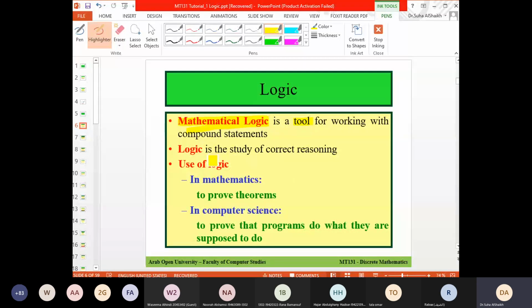Focus with me. Now, the word logic in general means the study of the correct reasoning. المنطق means that we reason and we check what's the correct reasoning way. Of course, logic is important for mathematics to prove theorems, and it's important for computer science as well, to check how the program is working and how the program is supposed to work. This is why the M131 course is very important for computer science students. It shows you how the program is doing the logic, how the program does the operations.